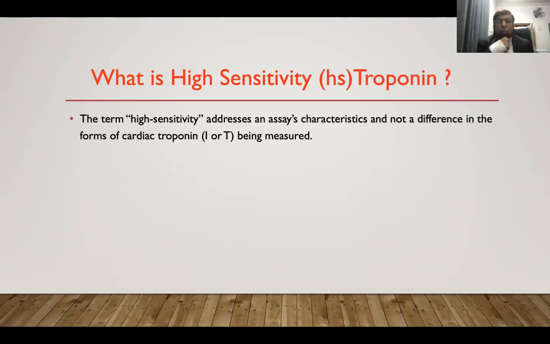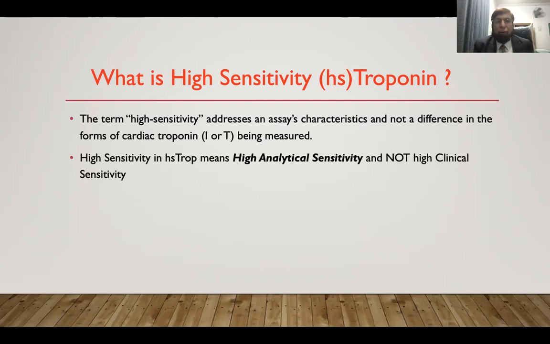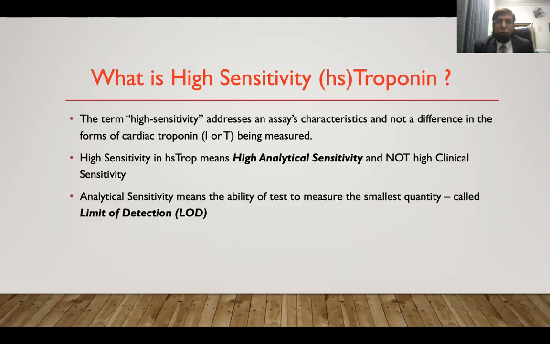That means if some lab is doing the traditional troponins, or it has started doing high sensitivity troponins, the troponin is the same. It is the assay characteristic which is different. What assay characteristic? It is high analytical sensitivity. Once again, it is not clinical sensitivity. It is high analytical sensitivity which makes it high sensitivity troponin. Analytical sensitivity, what is analytical sensitivity?